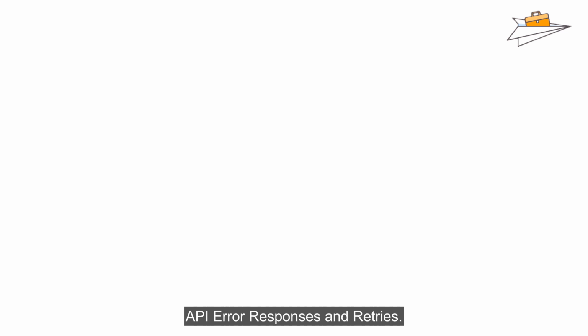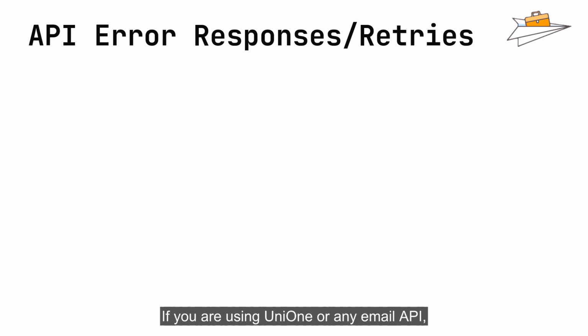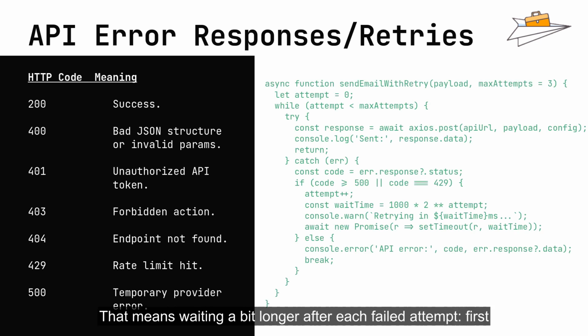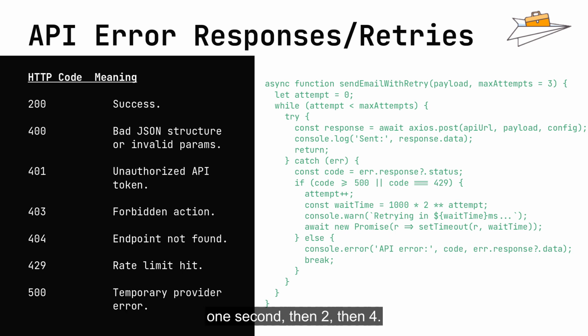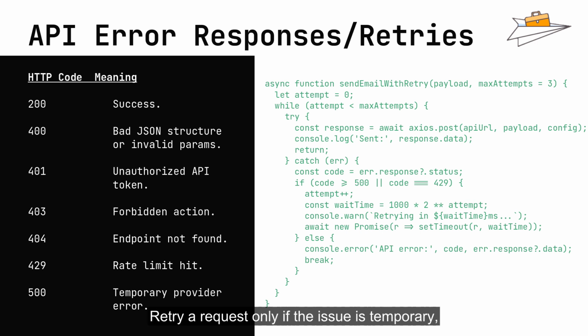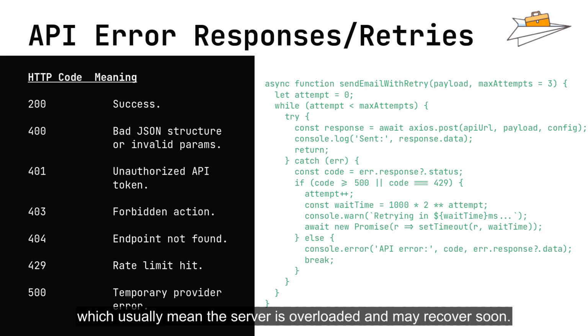API error responses and retries. If you are using UniOne or any email API, check the HTTP status code. Retry only temporary errors like 429, and always use exponential backoff. That means waiting a bit longer after each failed attempt. First 1 second, then 2, then 4. It gives the server time to recover and helps avoid repeated failures. Don't retry permanent errors. Fix the problem instead. Retry a request only if the issue is temporary, like 429, rate limit, or 500 errors, which usually mean the server is overloaded and may recover soon.